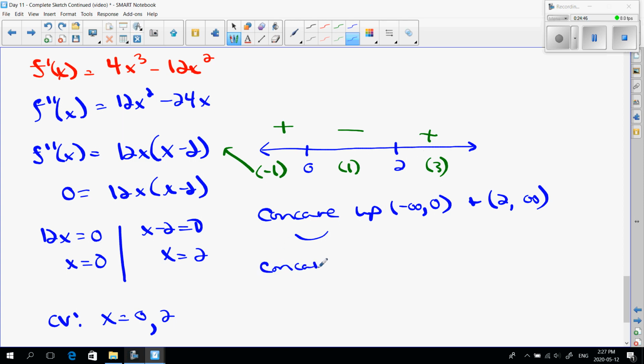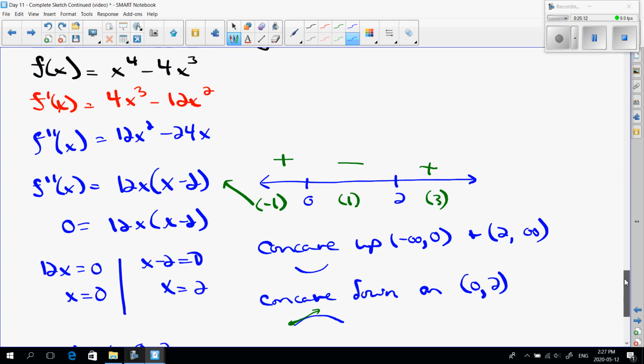Probably guess that it's concave down. And that would mean your tangent lines would all go above this curve. All right, it's concave down wherever the negative signs are. So it's concave down on 0 to 2.